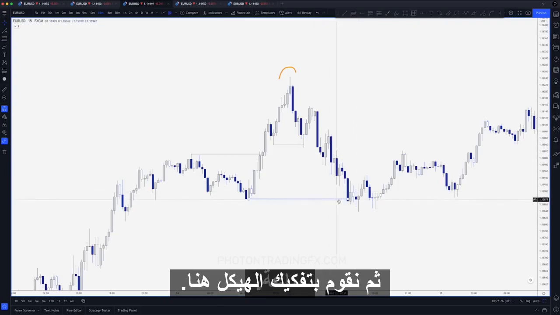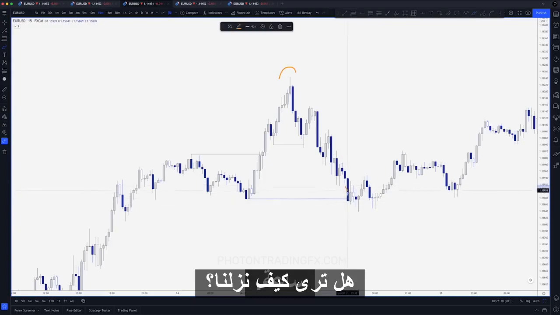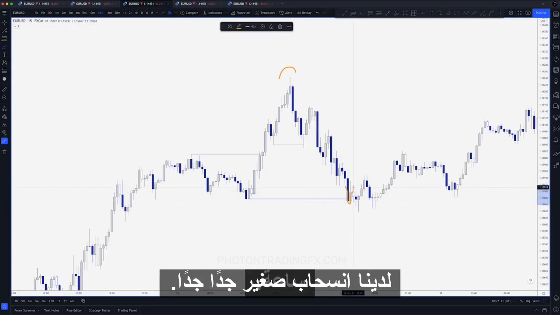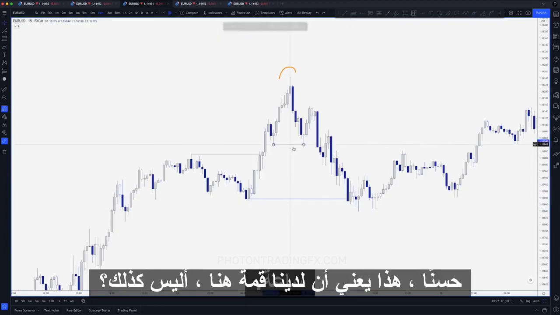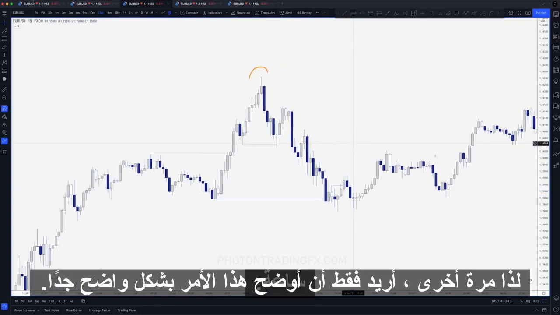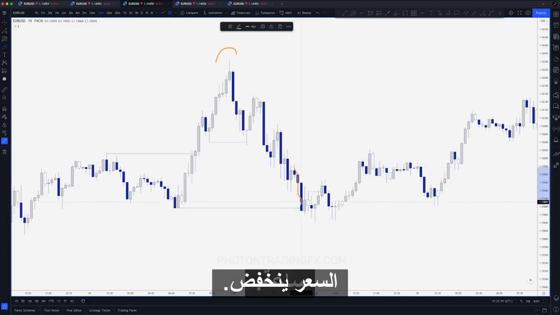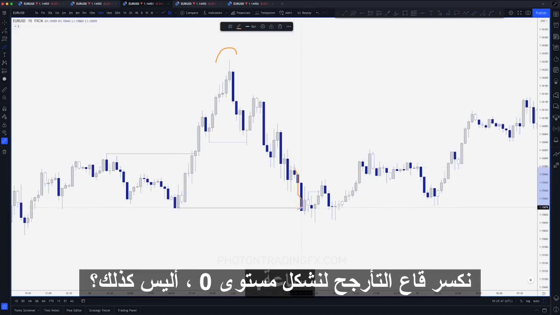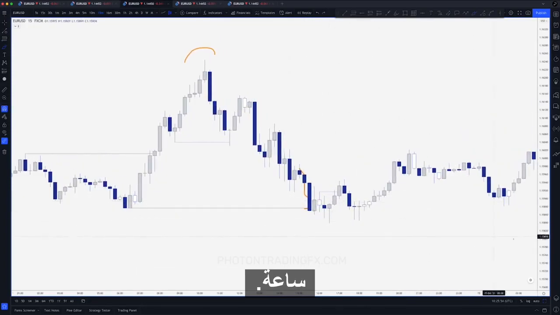And then we break structure down here. But then what happens? You see how we come down, we have a very, very small pullback, and then we pull down. What does that mean? Well, that means that we have a high here, because this high here took the low. So again, just want to make this very clear. Price comes down. We break the swing low to form a lower low. Then we pull back up, because you see how this candle here fails to take out this candle's low. If I zoom right in.